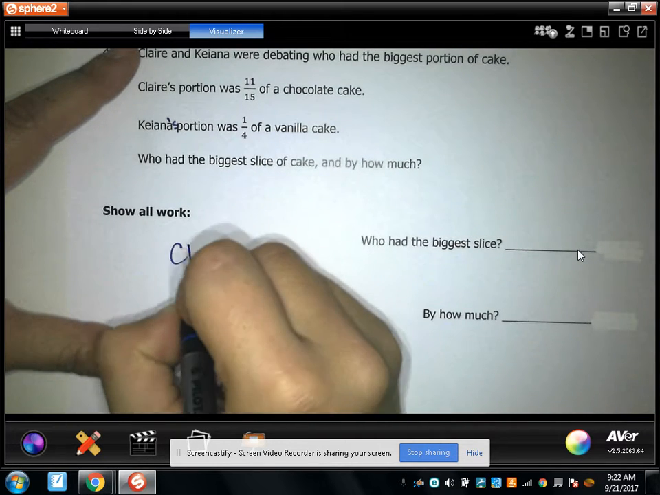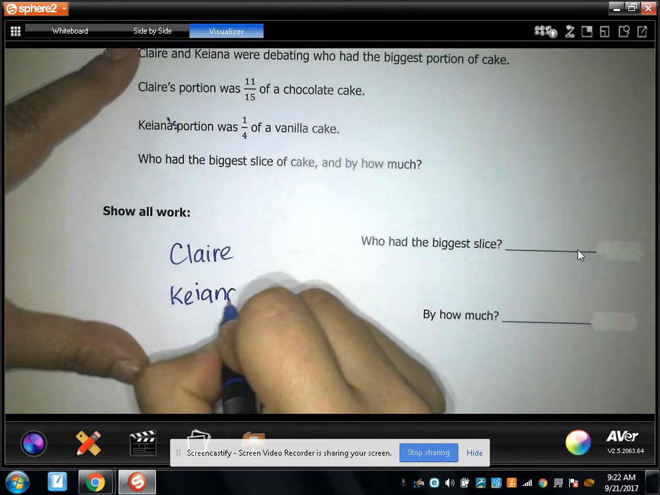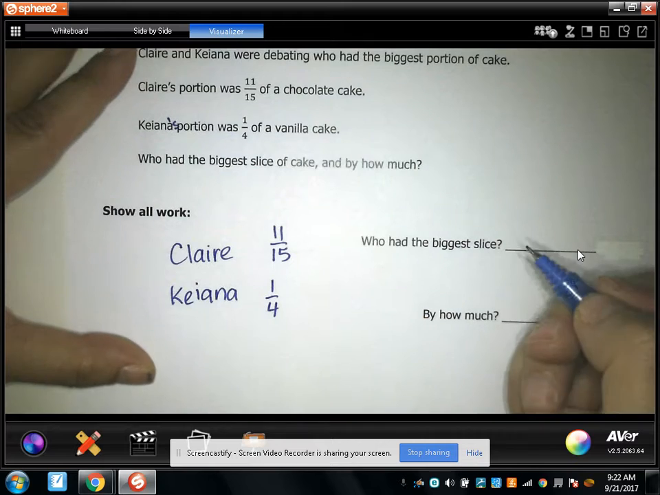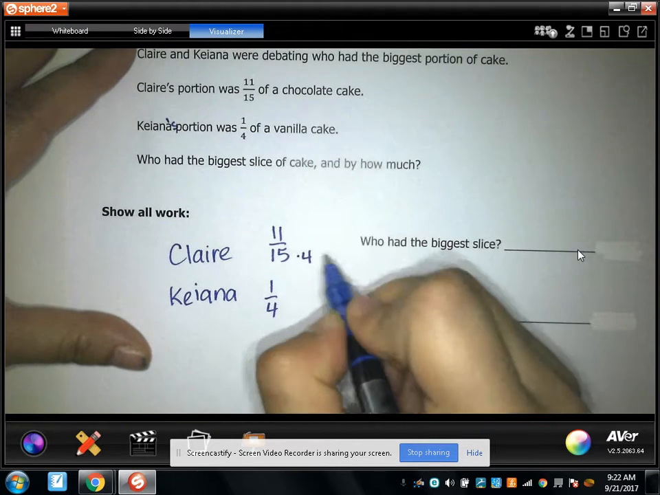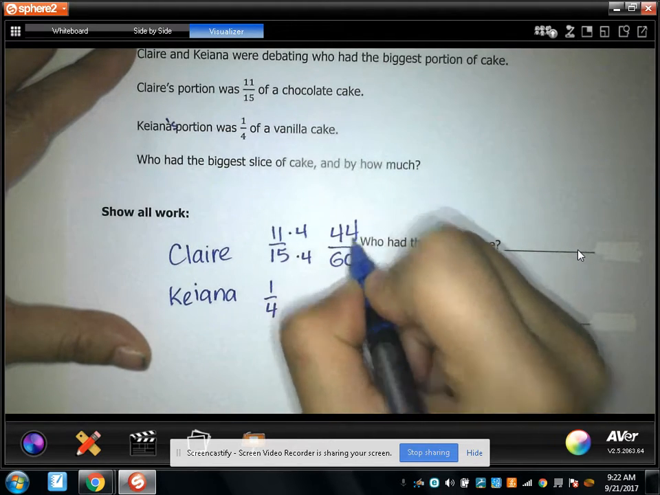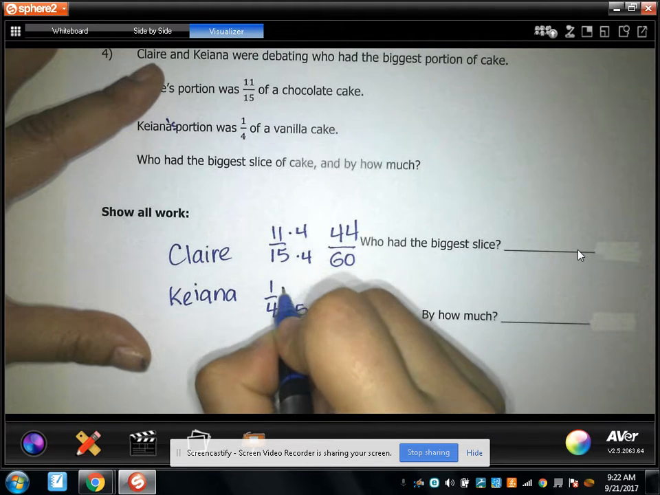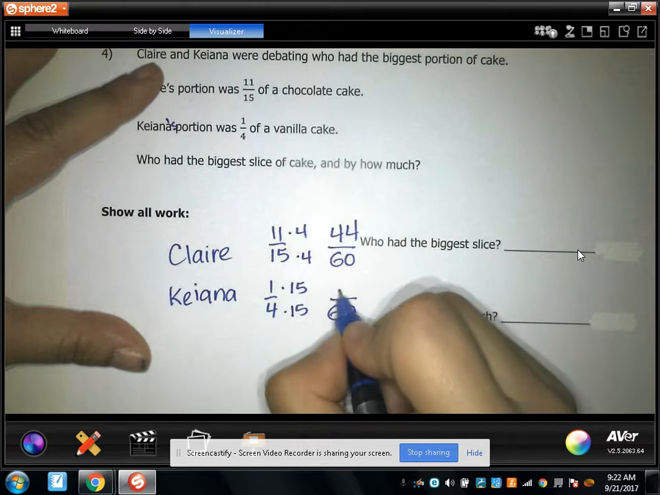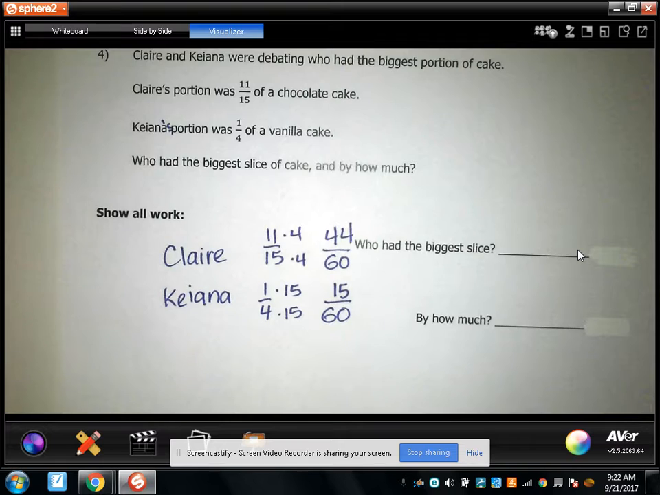So what I might do is just write both of these fractions as fractions with the same denominator. And the denominator I would choose in this case is probably 60, because 15 times 4 is 60. So if I multiply the numerator by 4, I get 44. 4 times 15 is 60. And if I multiply the numerator by 15, I get 15. This isn't even close, right?